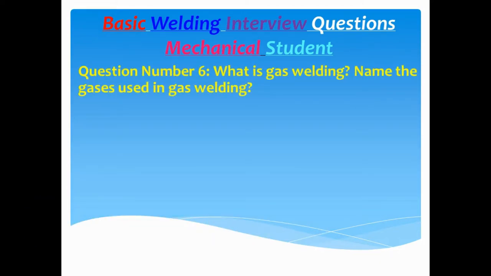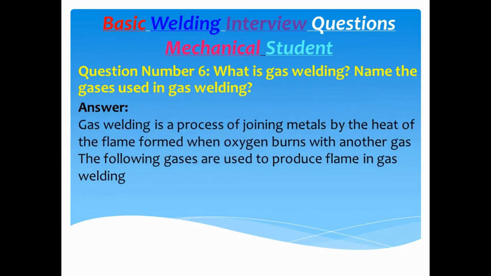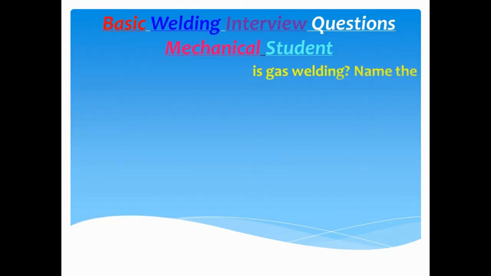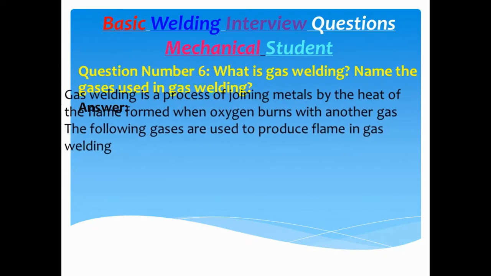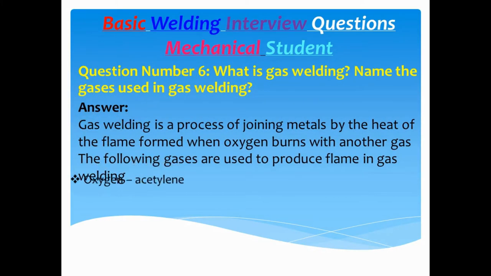Question number 6. What is gas welding? Name the gases used in gas welding. Answer. Gas welding is a process of joining metals by the heat of the flame formed when oxygen burns with another gas. The following gases are used to produce flame in gas welding: oxygen-acetylene, oxygen-hydrogen, air-acetylene.